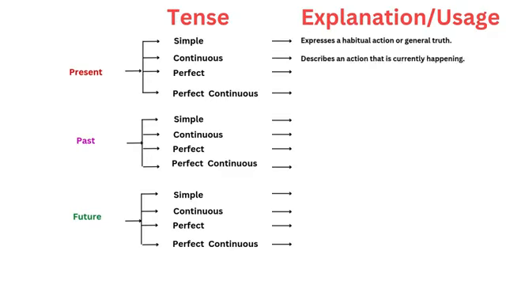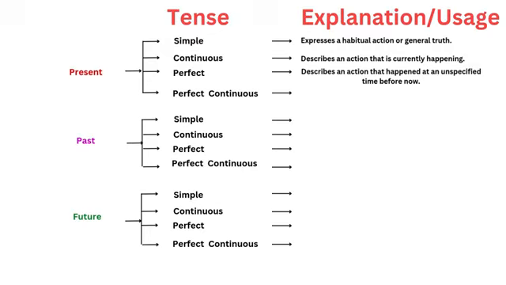Present continuous describes an action that is currently happening. Means it is used for actions happening right now or ongoing actions. Like, I am reading a book, which is an ongoing action.